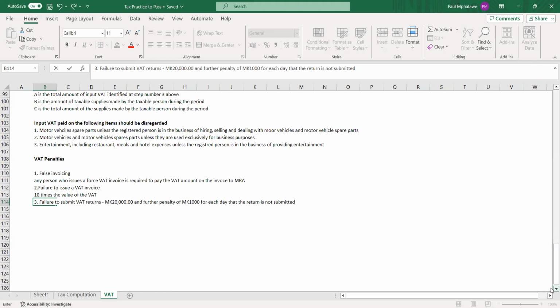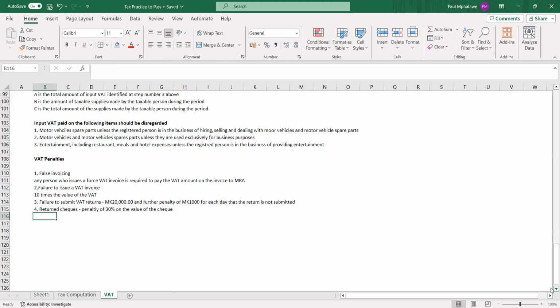Okay. Number four, returned checks. Returned checks, or checks that bounce. So a penalty of 30% on the value of the check is charged. Why not pay correctly to avoid such? Okay, very, very important to note.